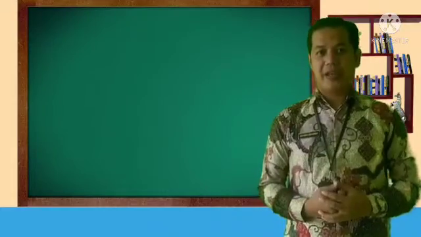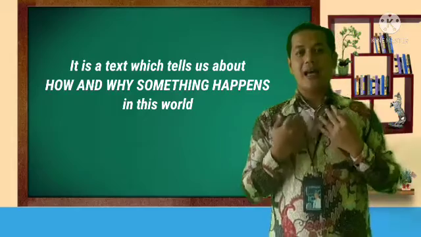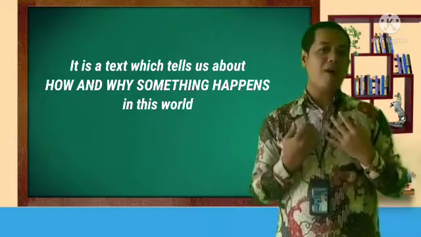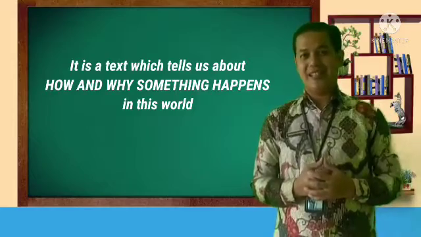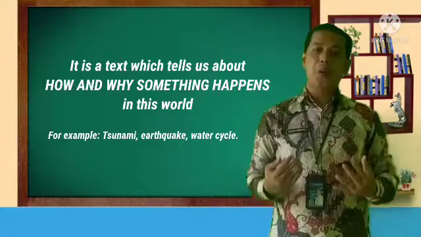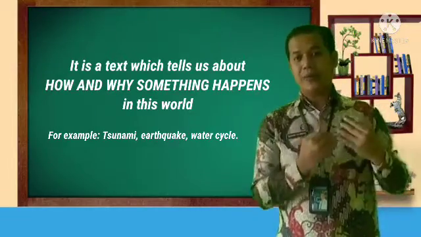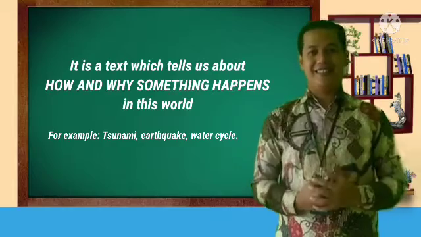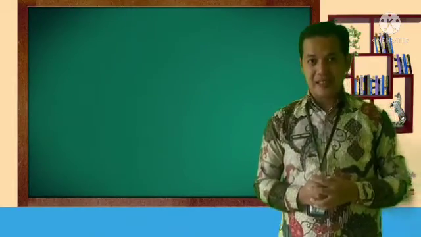What is explanation text? Explanation text is a text which tells us about the process of how and why something happened in this world. Let's say we read a text about tsunami. So this text will tell us about how the process of tsunami happened. That's the definition of explanation text.